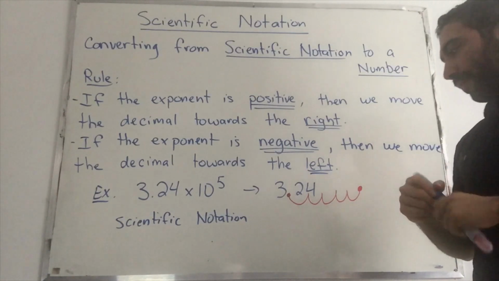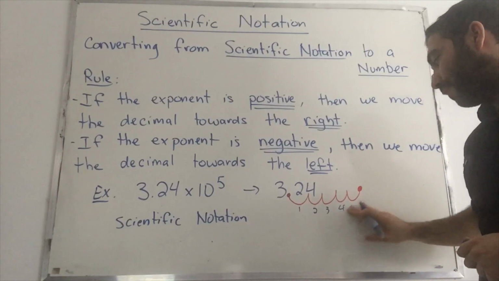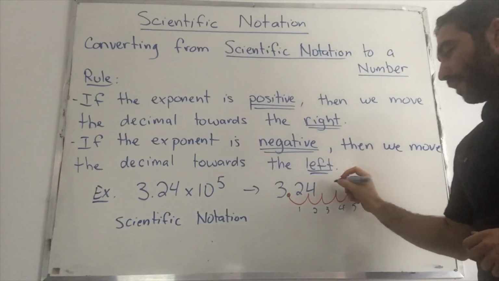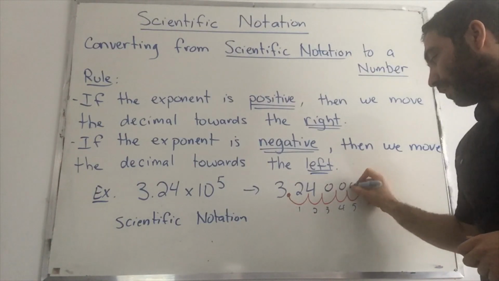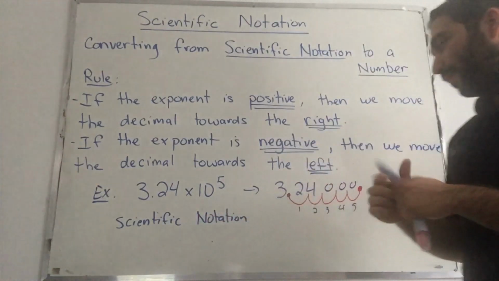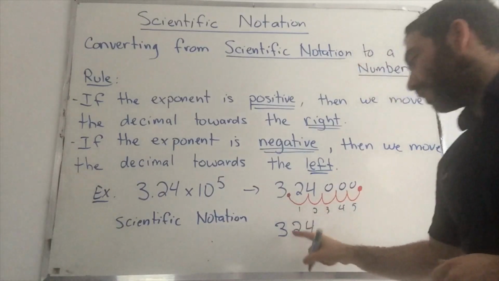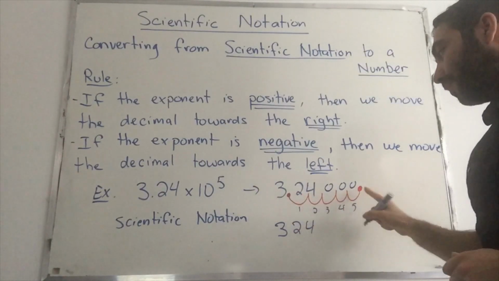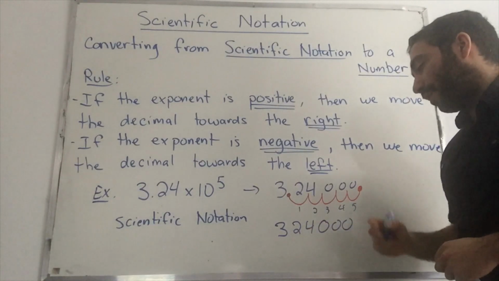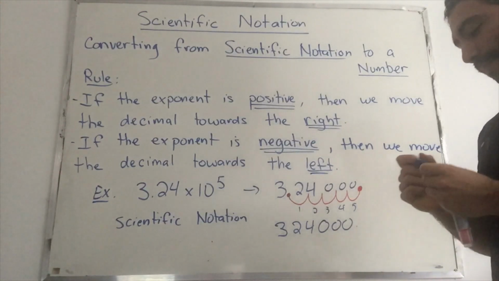Okay, so I moved it over 5 times: 1, 2, 3, 4, 5. And wherever there's an empty hole, you add a 0. 0 and 0. So from scientific notation, we converted it to the number, which is, let's write this out, 324. Notice the decimal place is no longer there. It moved to the right 5 times. Add your 3 zeros, and we have 324,000. The decimal is here, but we don't write it. Okay, so this is the number.